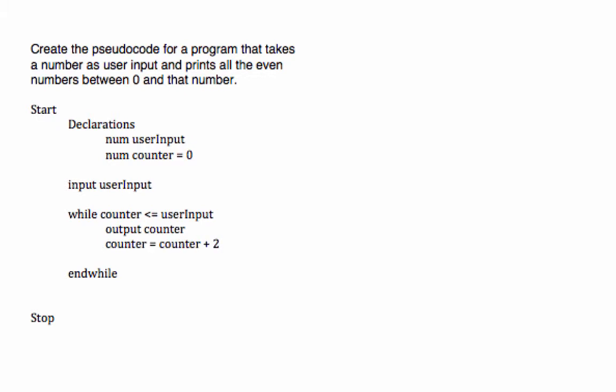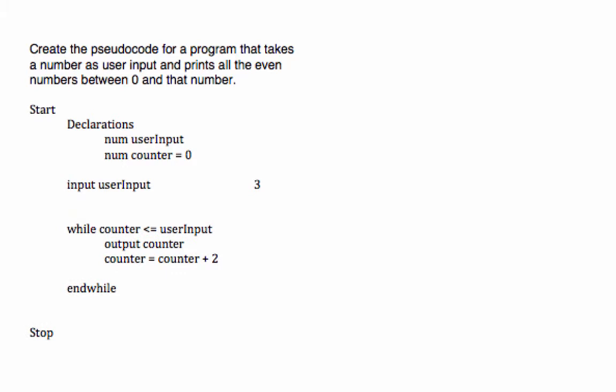My loop has a new value in it and it will run until counter is greater than user input. So let's test this with some data. Let's say that the user inputs 3. To begin, our number in counter is 0, and now our number in user input is 3. So this condition is true in this case, so our program will output counter, which is 0. We'll go down here and we'll output 0, and then it will come down here.